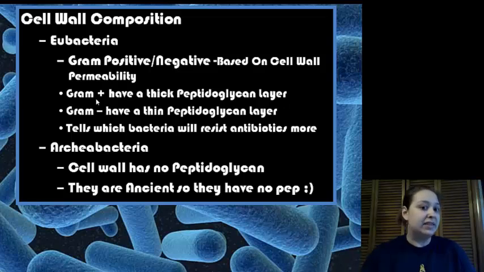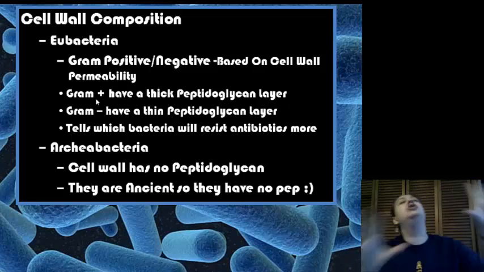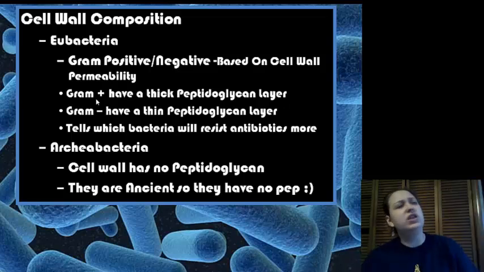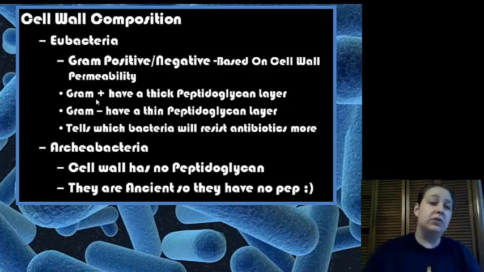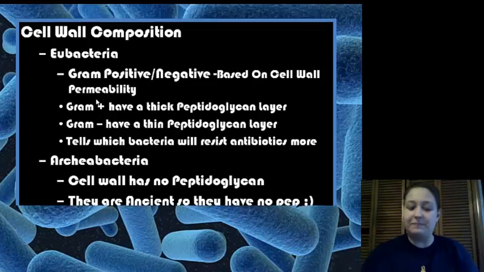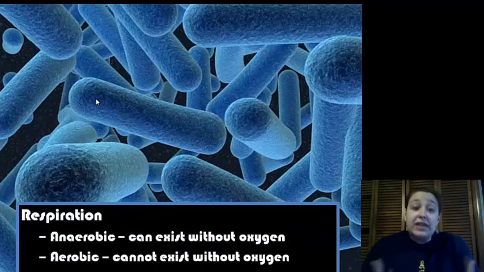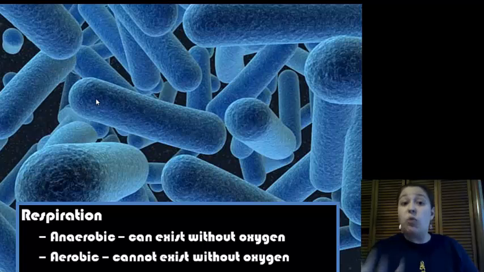Now the Archaebacteria are a little different. They do have a cell wall, but they have no peptidoglycan. A way to remember this is because the Archaebacteria are so ancient and old that they just don't have any pep in their stuff anymore. So, the ancient and old Archaea don't have any pep in their stuff. So, no peptidoglycan. We can also classify bacteria on whether they are going to be anaerobic or aerobic. Anaerobic cannot deal with oxygen. Aerobic needs or requires oxygen.